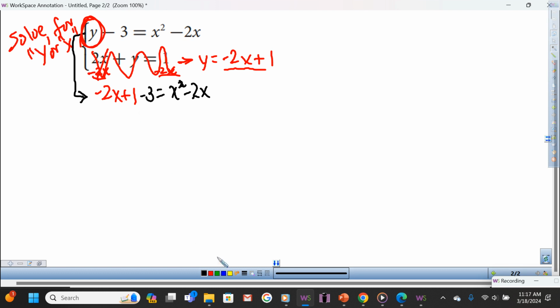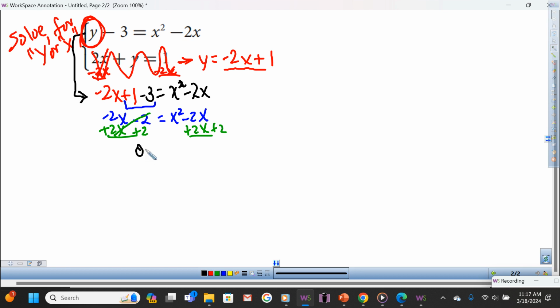But before we do, let's combine stuff. Can we combine stuff here on this side? Yes, Mr. Q. Negative 3 plus 1 is? Negative 2. Very good. Bring down the negative 2x equals x squared minus 2x. And to leave this side equal to 0, I need to get rid of this. What do I do? I add 2x and add 2 to both sides.